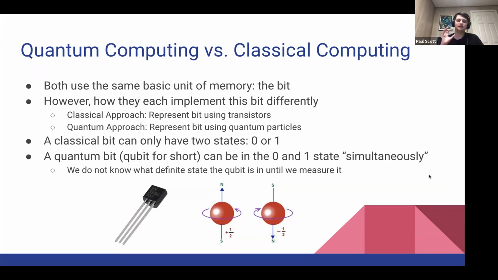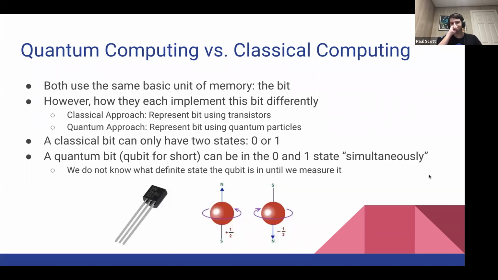However, how these computers implement this bit is quite different, as I've mentioned. The classical approach to representing a bit is using transistors, using the flow of electricity to represent this either off or on state, 0 or 1. And so we map the 0 to be no flow of electricity and the 1 to be the flow of electricity. Quantum computing, on the other hand, does something a little bit different, and we represent this 0 and 1 state using quantum particles.